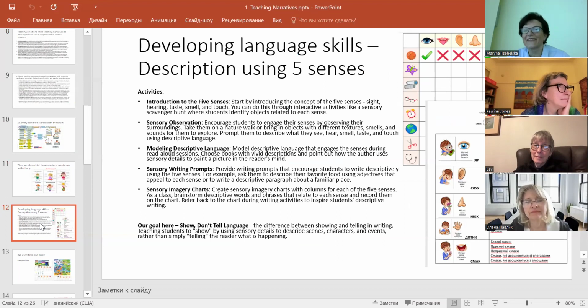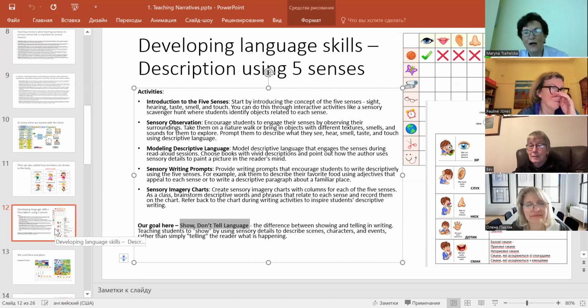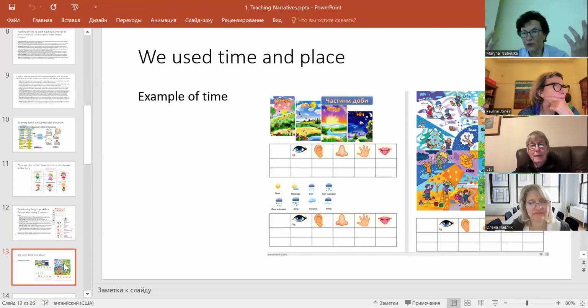Then we decided that it's time to talk about descriptions, and we were going in different directions. We didn't have this path, so we were doing everything we could find. Then we wanted to teach them this show, don't tell language. So we decided that the 5 senses would be very good for them to practice. We looked at the 5 senses, and these were the types of exercises, but then we decided that it's already time to connect the 5 senses to the elements of a story, of a narrative.